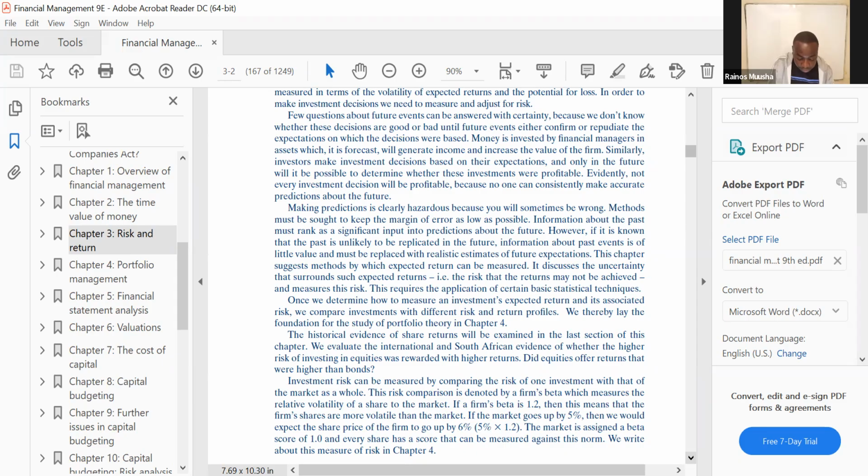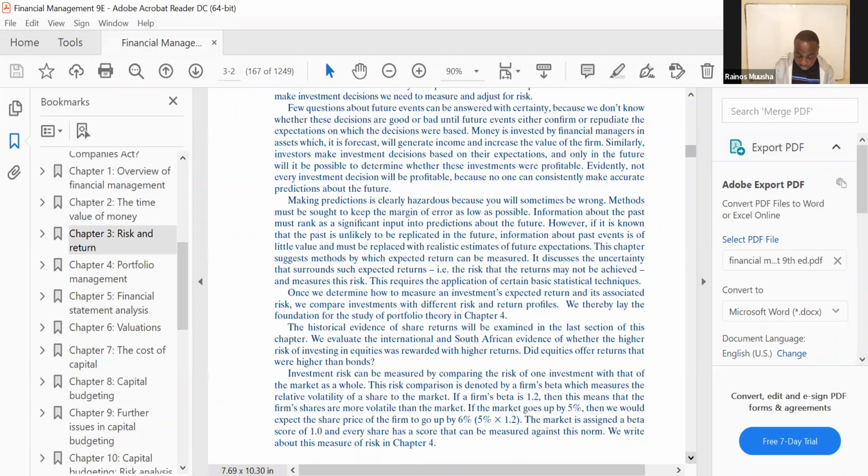So information about the past must rank as a significant input into predictions about the future. However, if it is known that the past is likely to be replicated in the future, information about the past events is of little value and must be replaced with realistic estimates of future expectations. So this chapter suggests methods by which expected returns can be measured.